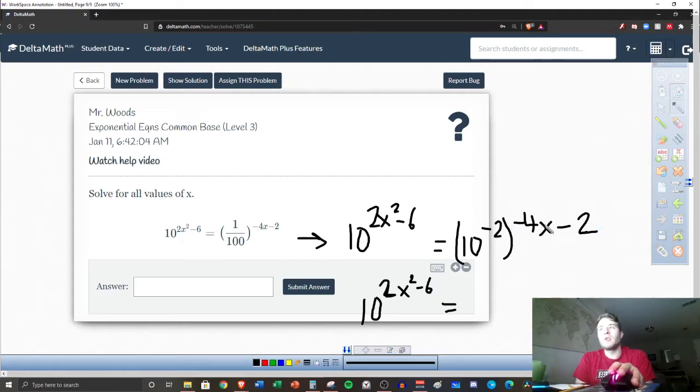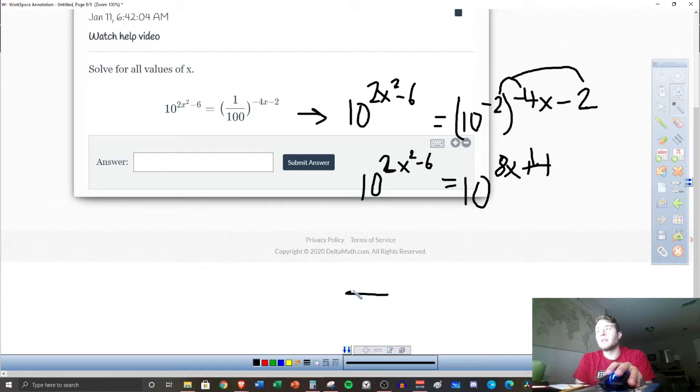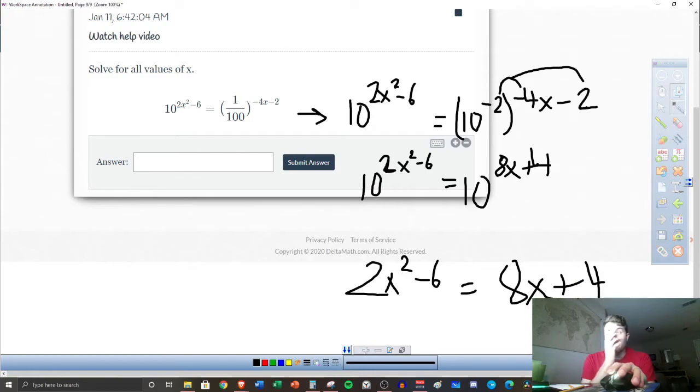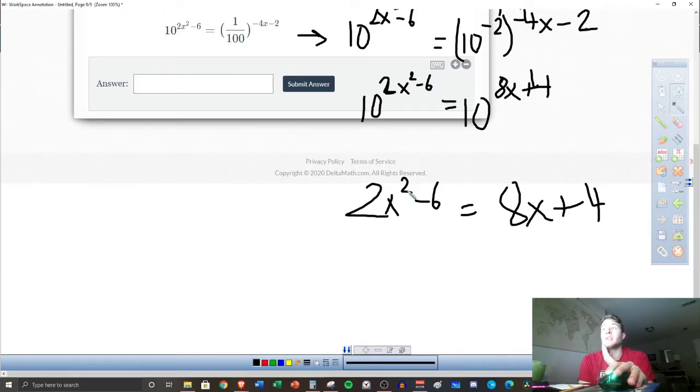Over here, we're going to multiply these. So I'm distributing this -2 to both of them. I'm just going to go ahead and skip to that step. So this is 8x plus 4. Now we're going to set the powers equal to each other. 2x squared minus 6 equals 8x plus 4. Here's what's more difficult about this problem: we see a quadratic.